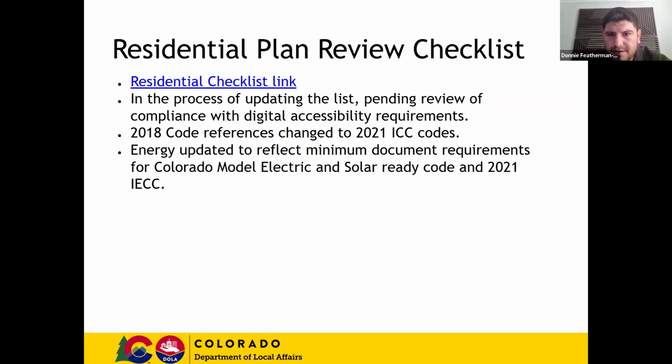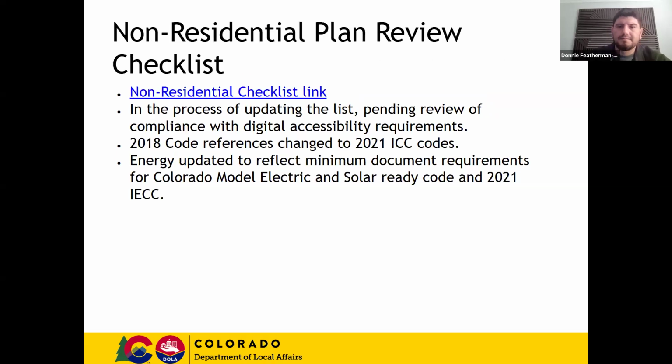The other thing the checklist is going to be updated with is the new electrical and energy requirement documents. There's going to be minimum documentation needed for the energy review for both the model electric and solar ready code and also the 21 IECC. The same goes for the non-residential checklist. They have been updated, but they do have to go through the accessibility review to make sure they are digitally accessible, and they're also going to reflect the changes for the energy codes, the model electric and solar ready, and the 21 energy codes.